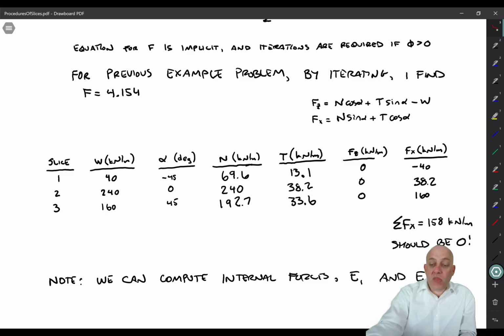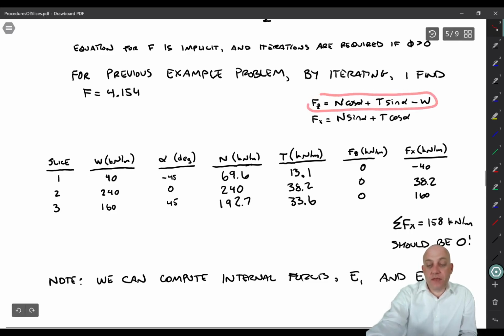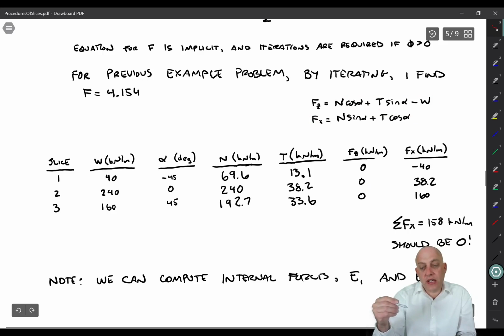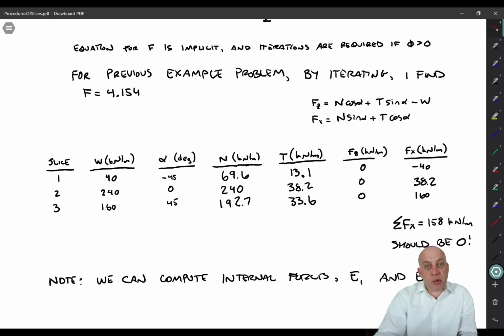Okay. Then we can compute again the resultant force in the z and x directions. And once again, you get zeros in the z direction. So it does satisfy vertical force equilibrium, but you get an imbalance in the x direction forces, and the sum of those forces comes out to be 158 kilonewtons per meter. It should actually be 0.